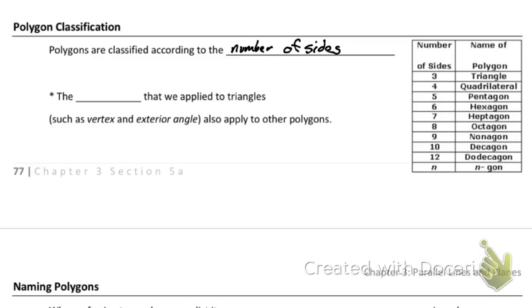And the terms that we apply to triangles, such as vertices and exterior angles, also apply to other polygons. So that's just a note.